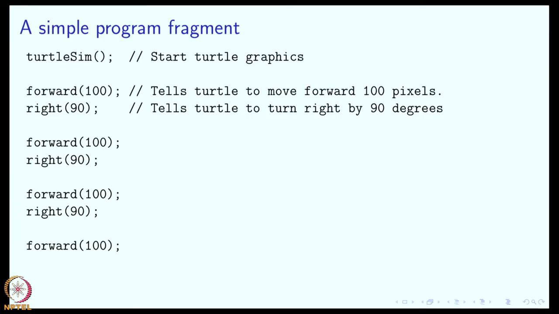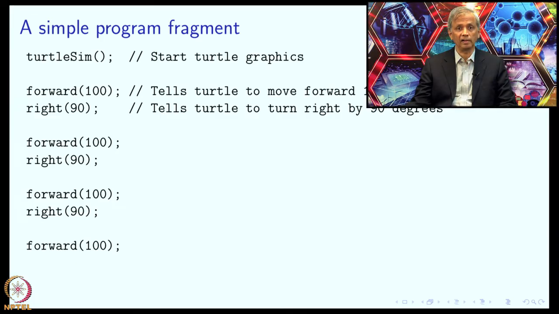Forward 100 is the next statement, and this statement tells the turtle to move forward 100 pixels. Right 90 tells the turtle to turn right by 90 degrees. While explaining this, you could say that instead of right 90, if I write right 45, the turtle will turn by 45 degrees. So you get to tell the turtle how much to turn. So the next is forward 100 again. After that, it is right 90 again, forward 100, right 90, forward 100.